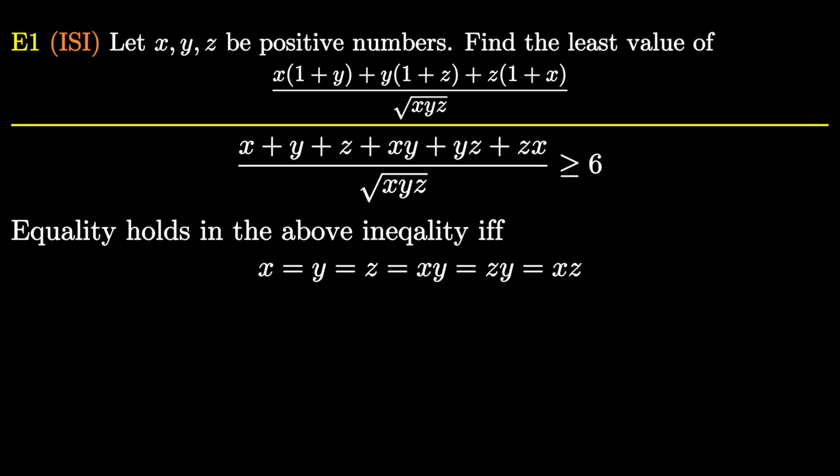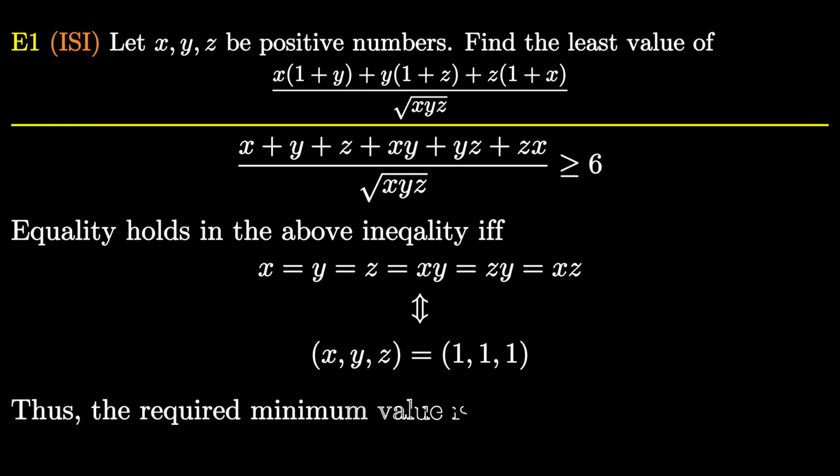So the equality holds in this inequality when x is equal to y is equal to z is equal to xy is equal to yz is equal to zx. And that gives x, y, z is equal to 1, 1, 1. Now we can safely say that the minimum value of the given ratio is 6, and this completes the solution.